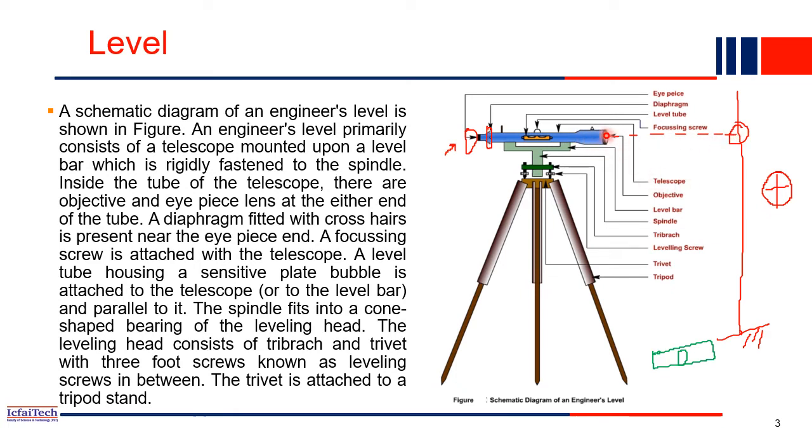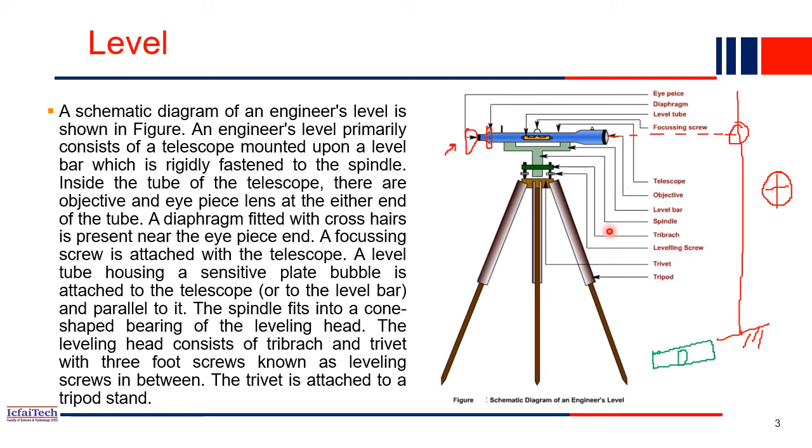Main telescope is here, and the object will be here, and this entire portion we call the telescope, right? Then the leveling bar will be there, so this bar we call the leveling bar. And there's a spindle. This green-colored vertical portion is called the spindle. This spindle is actually fixed to the telescope.